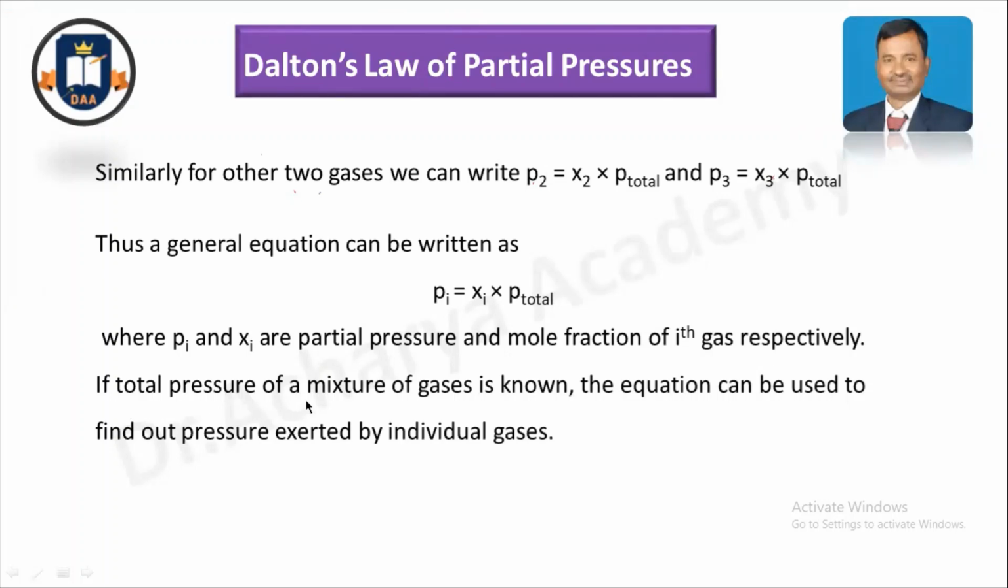So if the total pressure of a mixture of gases is known, then we can apply this equation to find out the pressure exerted by an individual gas, that is the partial pressure. With this equation, if we know P total and Xi, the mole fraction, then the partial pressure we can calculate very easily.